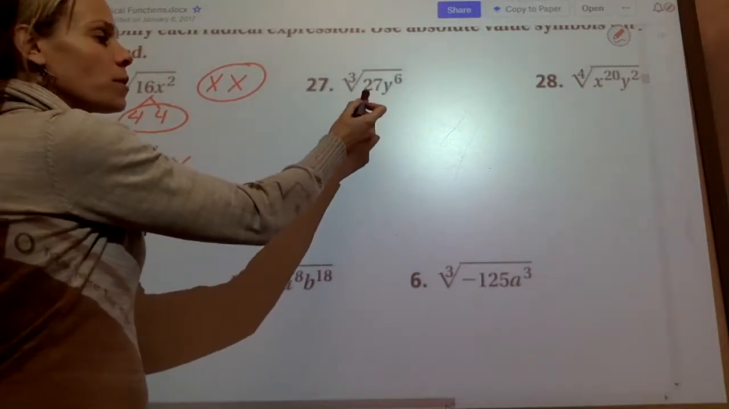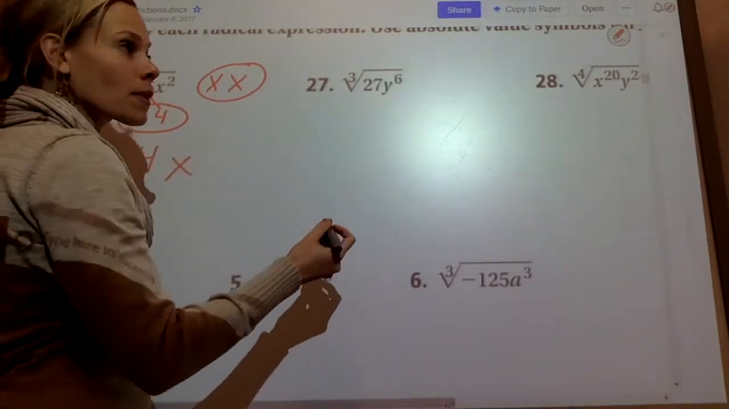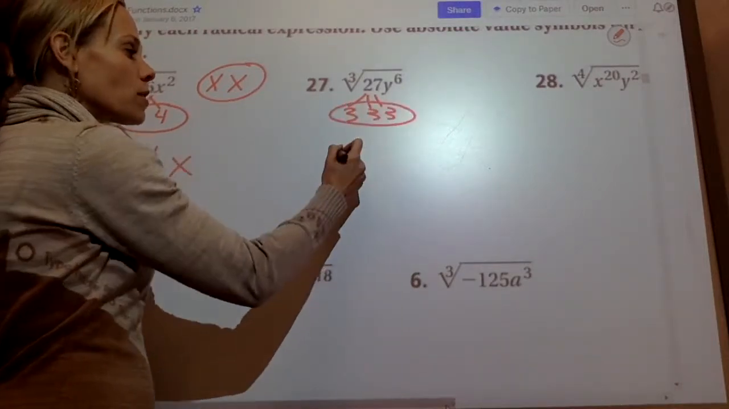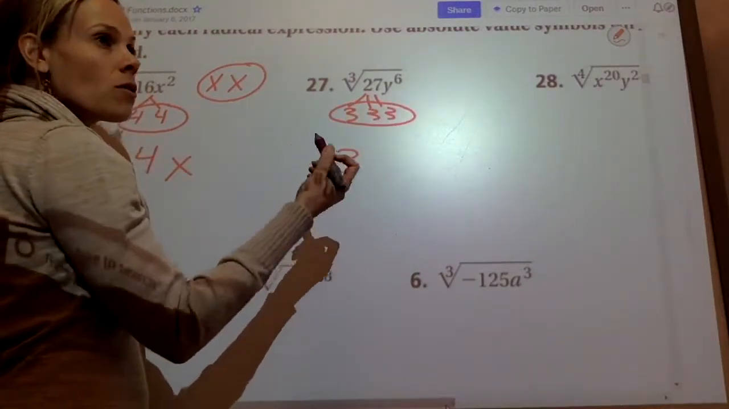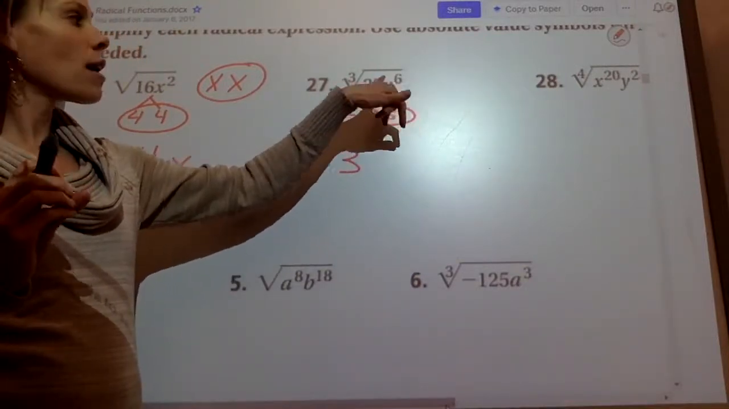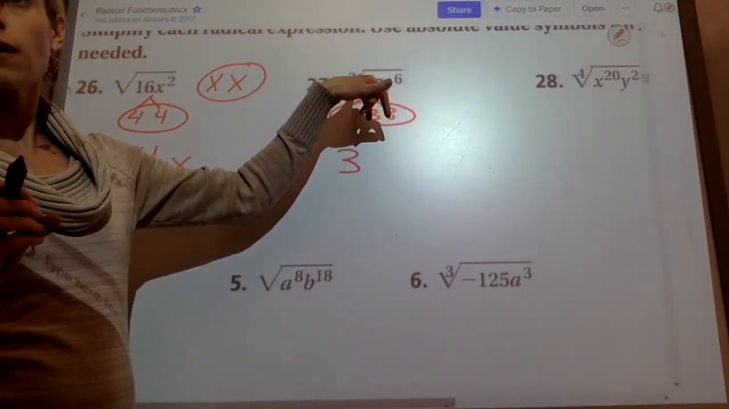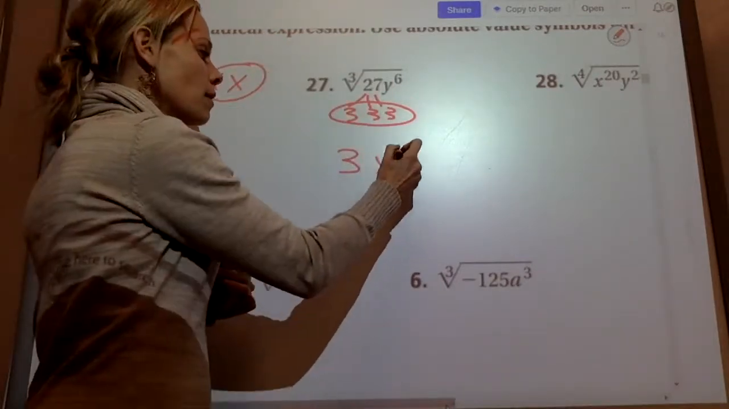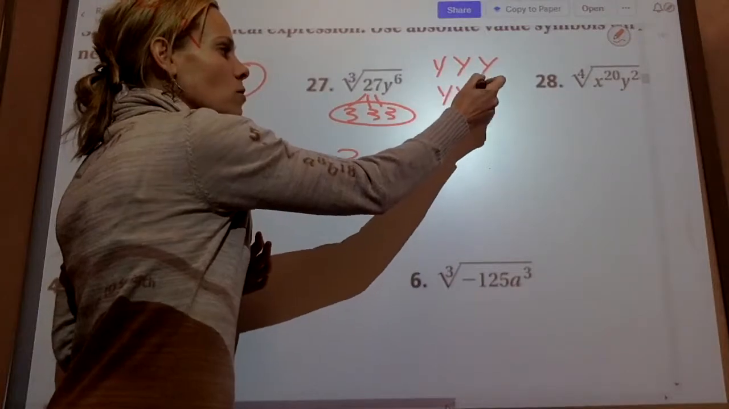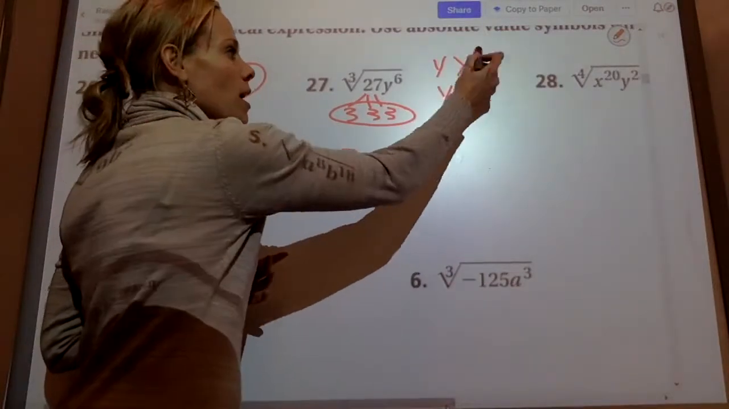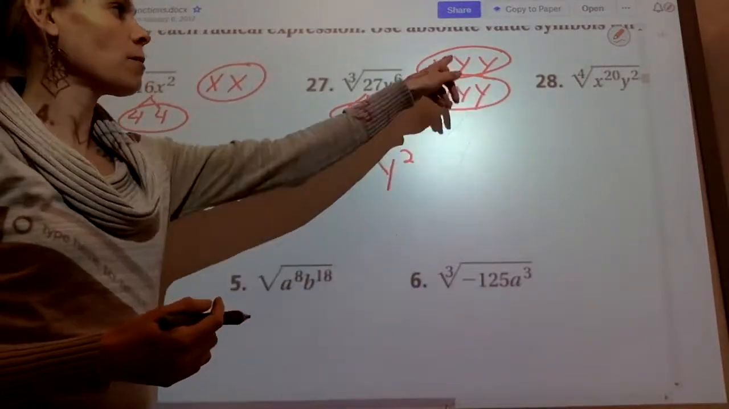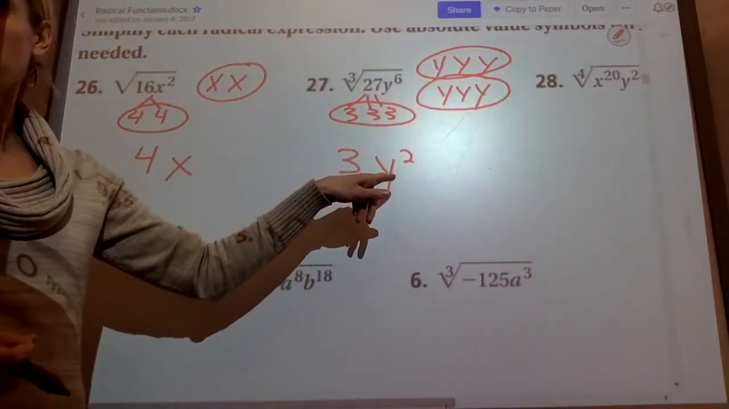Okay, what's the cube root of 27? 3, because 27 is 3 3s, I take 1 out. Now you can just use mental math. If I have 6 y's, how many groups of 3 is that? 2. And if you don't get it, maybe sketch it out the first couple of times so you can see, oh, 6 y's, here's a group of 3, take 1 out. Here's a group of 3, take 1 out. That means I'm taking out 2 y's.